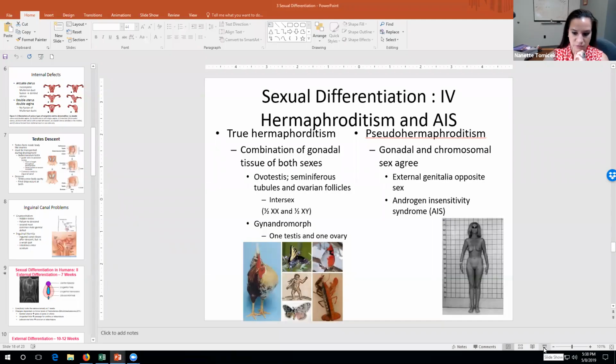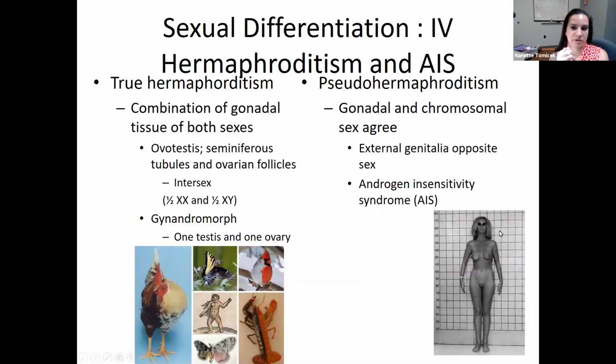Okay, we're going to do our final topic here on sexual differentiation. We're going to talk about a couple things that are out of the norm or what we would not expect. There are a number of different places where chromosomal, gonadal, external genitalia, fetal sex, adult sex do not always agree. So we're going to get into hermaphrodism to start.